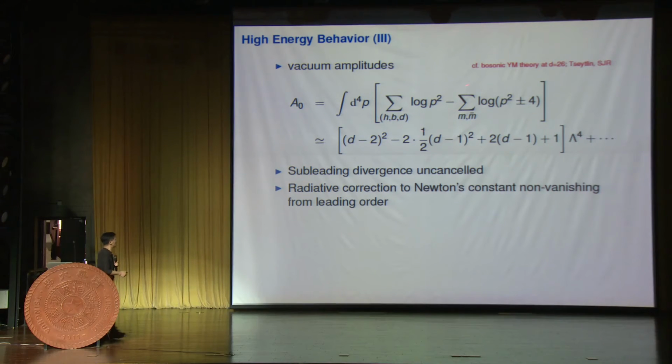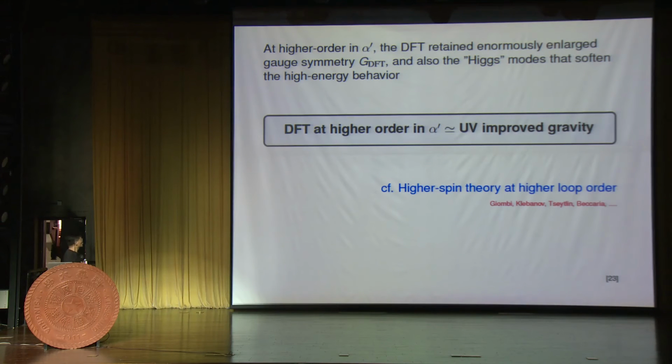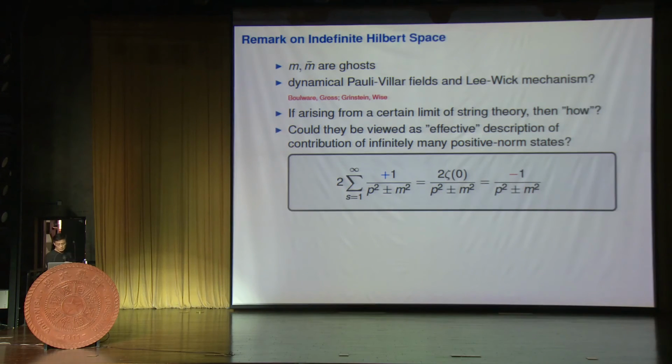It reminds me of the bosonic Yang-Mills theory in 26 dimensions, which does not have leading UV divergences. So that's all about it, and the catchphrase is that the double field theory at first order in alpha prime correction already has improved UV behavior as far as gravity is concerned. This is somewhat orthogonal, but it has similar directions to a higher spin theory at higher loop order, where you don't have any corrections, as gleaned from the conformal field theory.